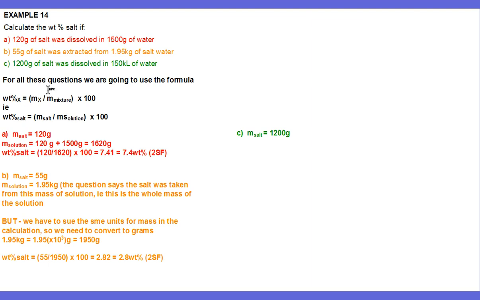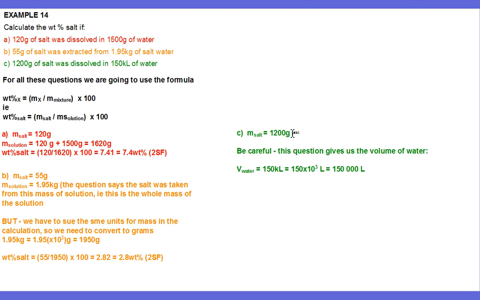Last question. 1,200 grams of salt was dissolved in 150 kilolitres of water. So the mass of salt is 1,200 grams. It's pretty straightforward. But we've got to be very careful, because this formula is the mass of the salt divided by the mass of solution times 100, and we've been given the volume of water. So what's the volume of water? Well, the volume of water is 150 kilolitres. Just take that kilo out, that's 150 times 10 to the 3 litres, or 150,000 litres.